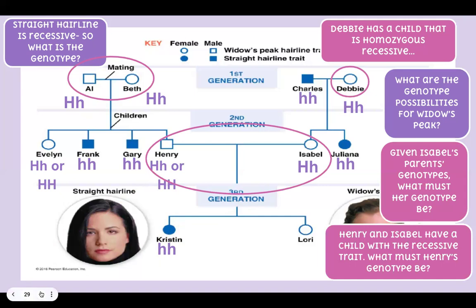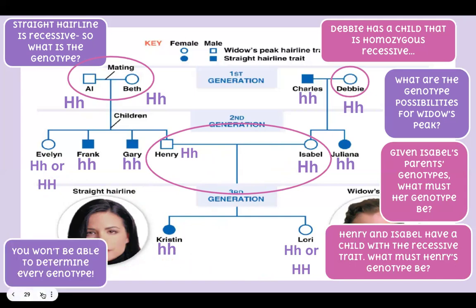Then lastly, we have Lori. And if we do a cross of Henry and Isabel, we would see that Lori is in the same boat as Evelyn. Not sure exactly, but if she were to get married and have kids one day, then maybe we could know for sure. And that's how you do a pedigree. You won't be able to determine every genotype, but we could at least figure out a lot of them. It's kind of like just solving a puzzle.